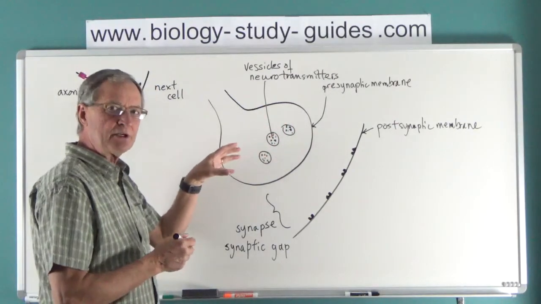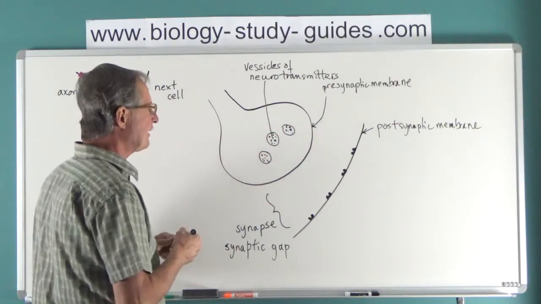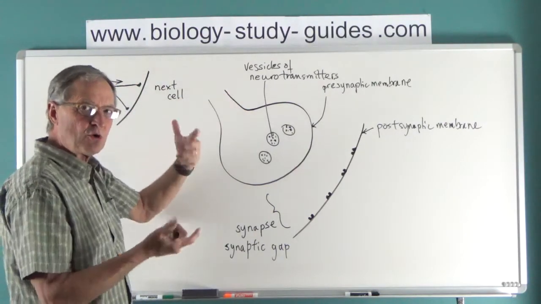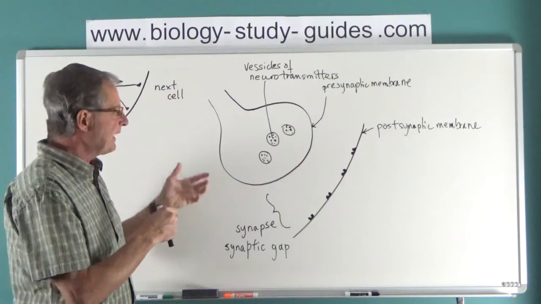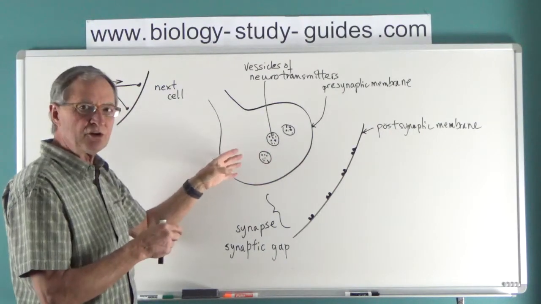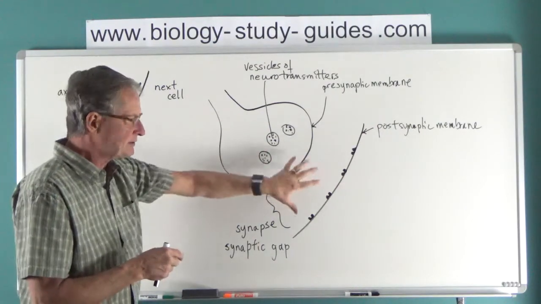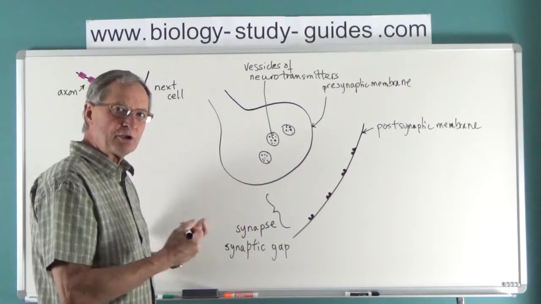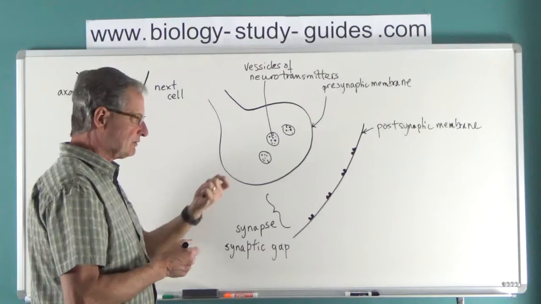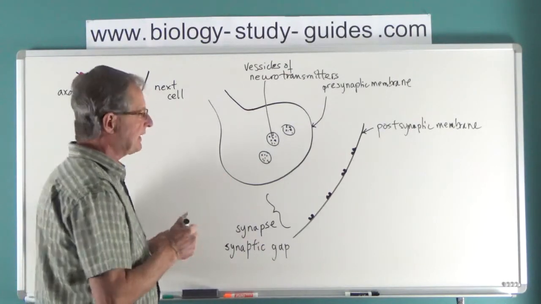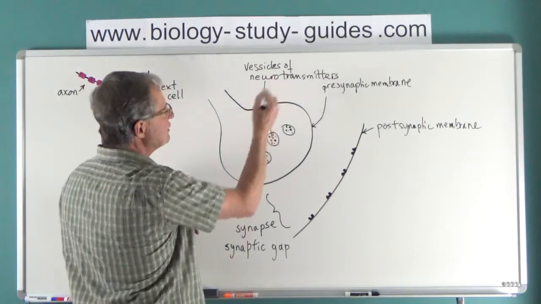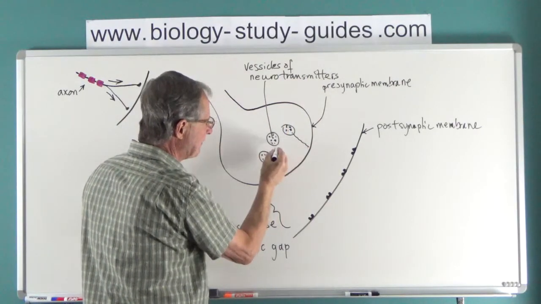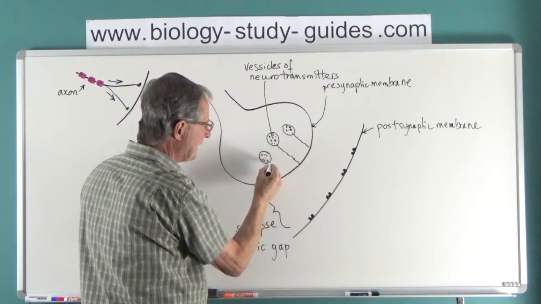Oftentimes they're a protein type molecule or protein derivative type molecule because cells only ever make proteins or lipids for secretion, and this wouldn't be very good if it was a lipid type molecule because this is all a watery system here. So oftentimes they're a polar molecule, and oftentimes they're clusters of amino acids, small peptides. Anyway, these vesicles of neurotransmitters are connected to the presynaptic membrane by a contractile protein.